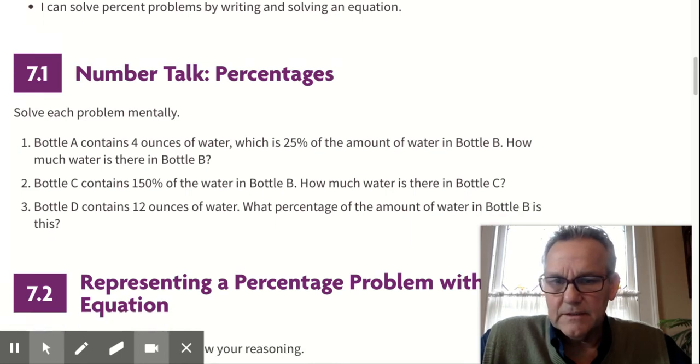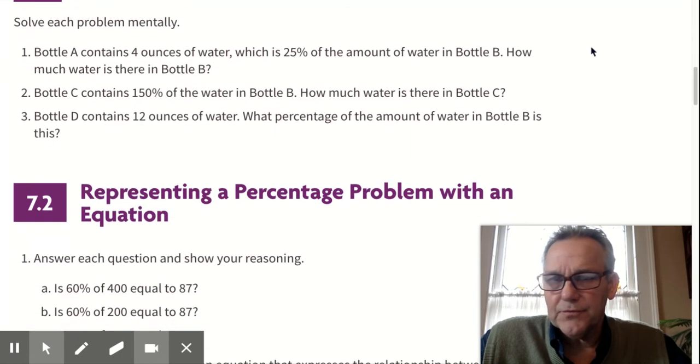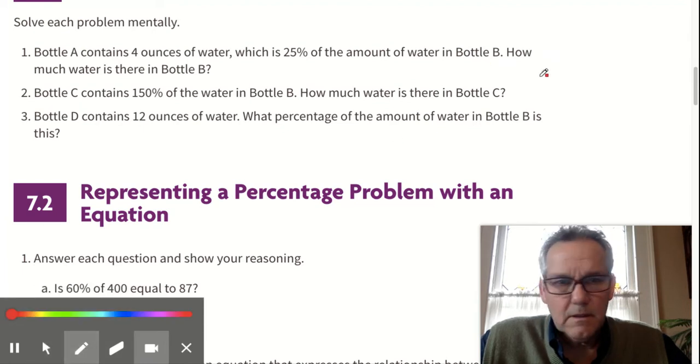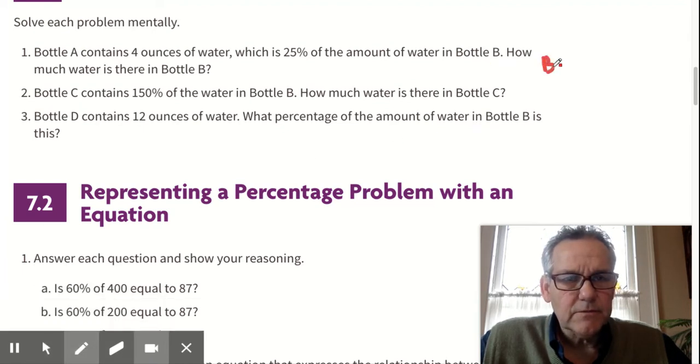So hopefully you've had time to complete both 2 and 3. Number 2 says this: bottle C contains 150% of the water in bottle B. How much water is there in bottle C? So bottle B, we determined, had 16 ounces of water.